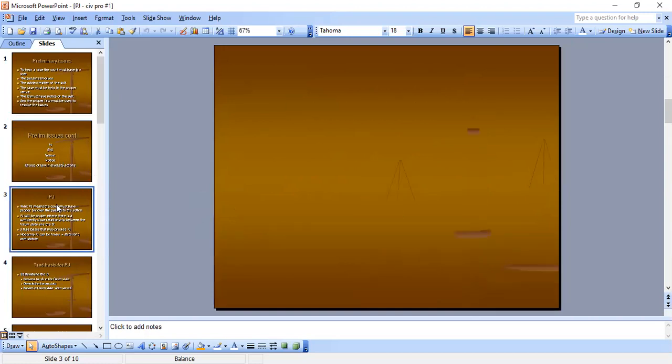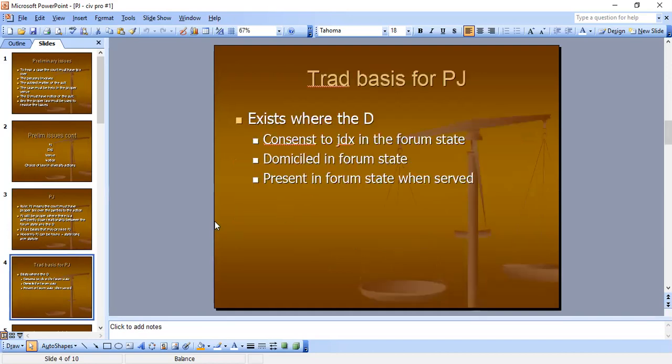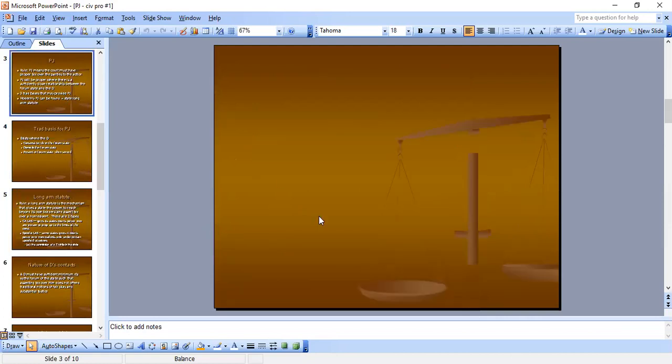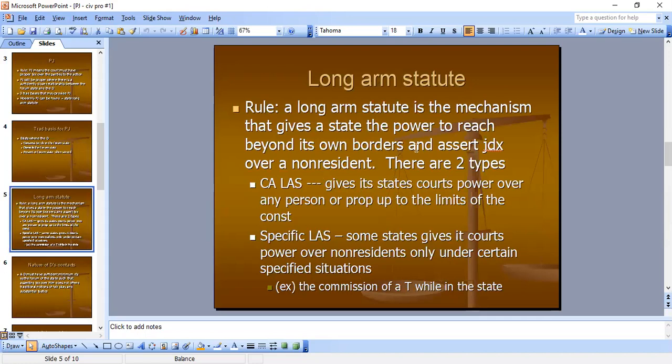So basically, for PJ, we're going to give the rule. PJ is when the court must have proper jurisdiction over the parties to the action. These kind of have to be memorized. So PJ would be proper where there is a sufficiently close relationship between the forum state and the defendant. You argue that. Remember the three traditional bases: consent, domicile, or presence. And also modernly, we're going to use the long-arm statute. Okay, so we argue our facts here with the long-arm statute.